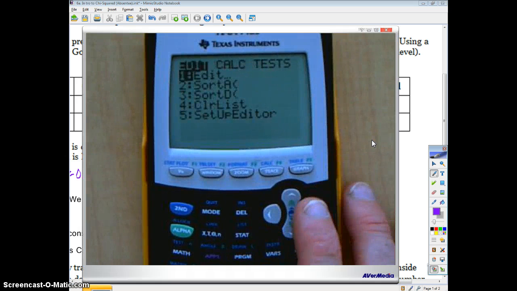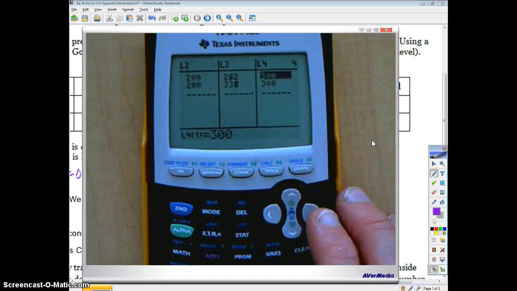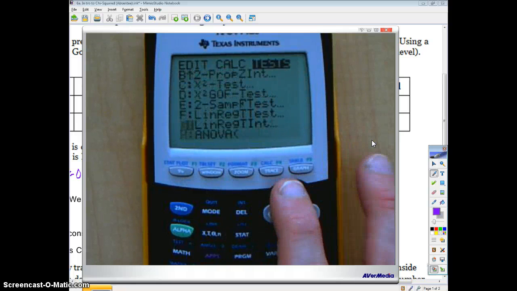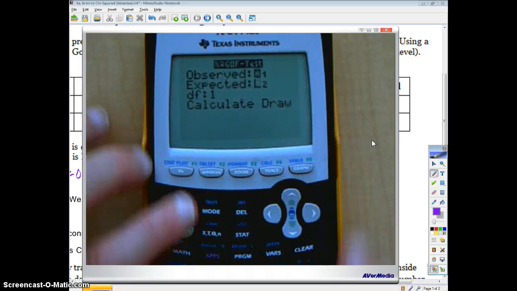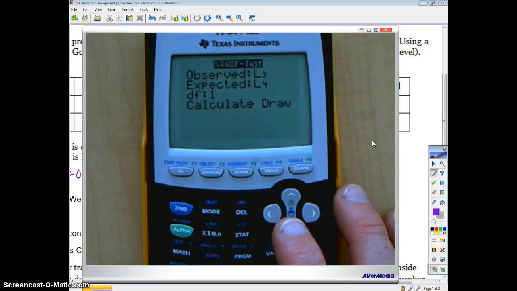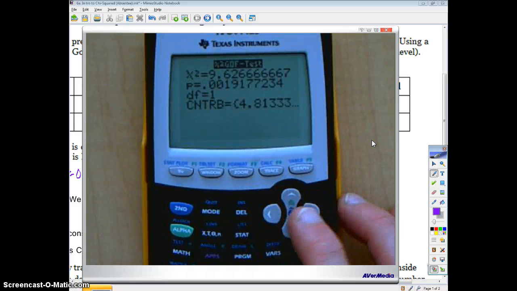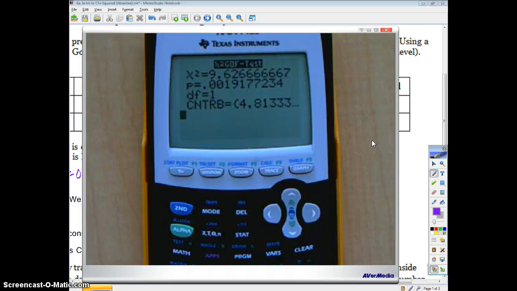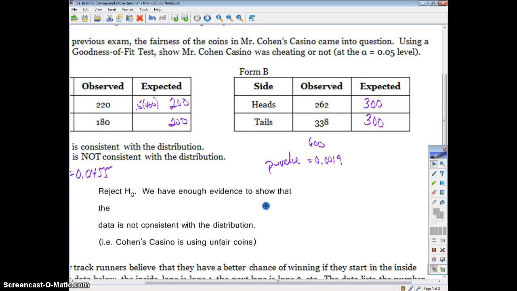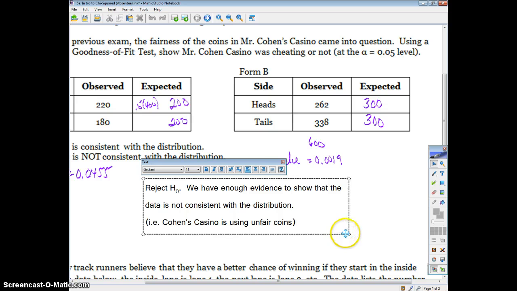So again, I already have my data in here in L3 and L4. Observed, expected. So stat, tests, GOF. Degrees of freedom are 1, again, K minus 1. And now here we get a p-value of 0.0019. Okay, and again, same result, same rejection. So this kind of worked for both.